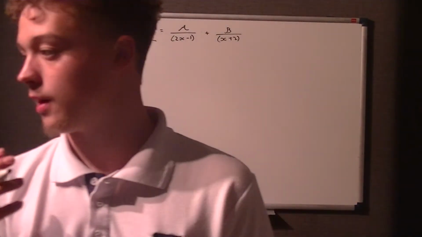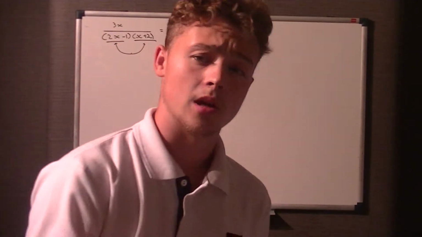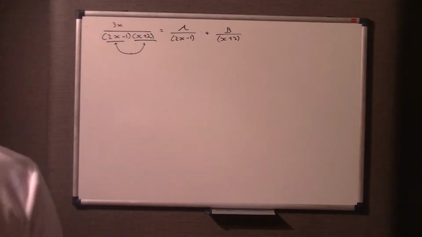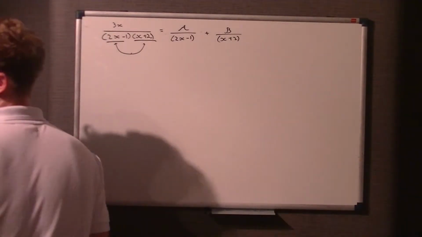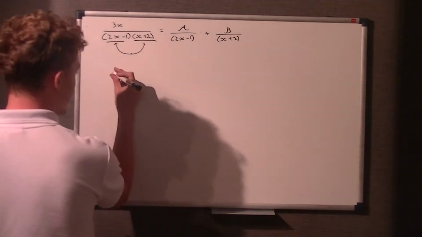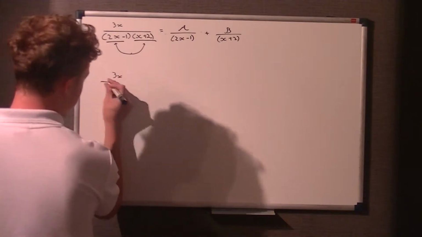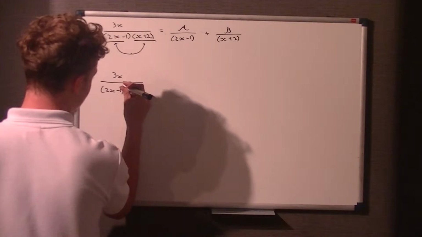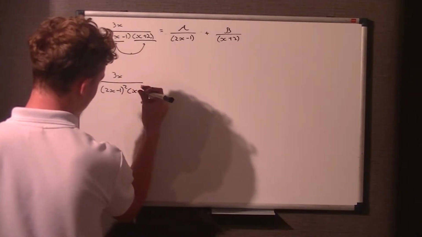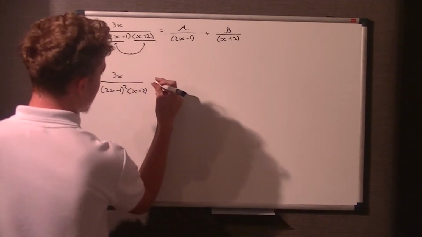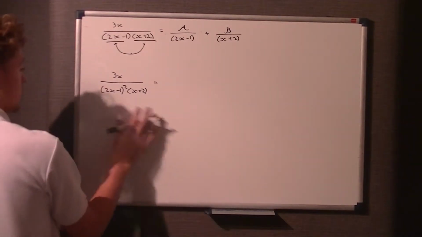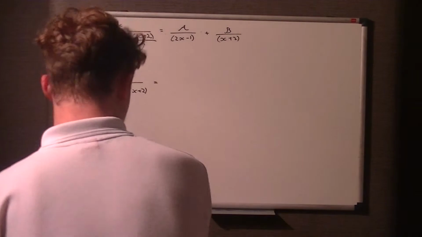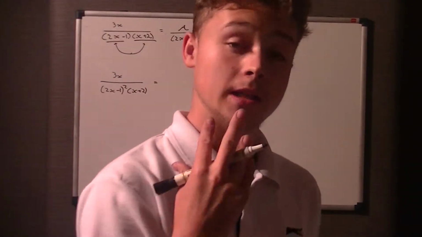Now the other one I'm not going to go into too much detail about yet, but I'm going to show you what it looks like. You might get one that looks like this. Use the same 3x, except this time it's going to be 2x take 1 squared times x plus 2 on the bottom. Okay, so what we've got now is we've not got two linear factors. We've got one quadratic factor and one linear factor.